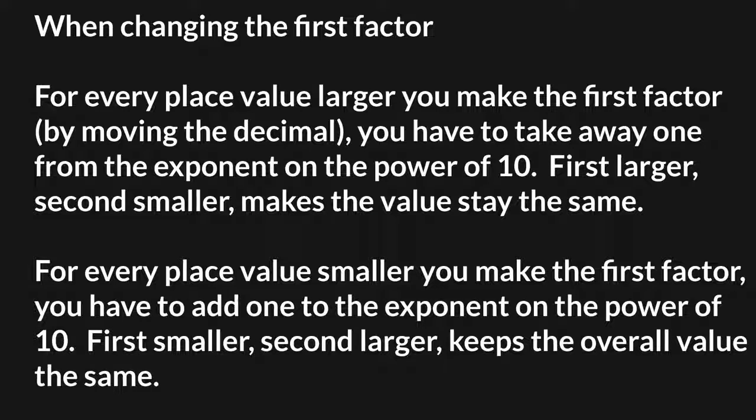For every place value smaller you make the first factor, you have to add 1 to the exponent on the power of 10. First smaller, second larger, keeps the overall value the same. If you make the first factor smaller, you've got to add to the exponent to make the second value larger. Otherwise, the overall value of that scientific notation number will change.